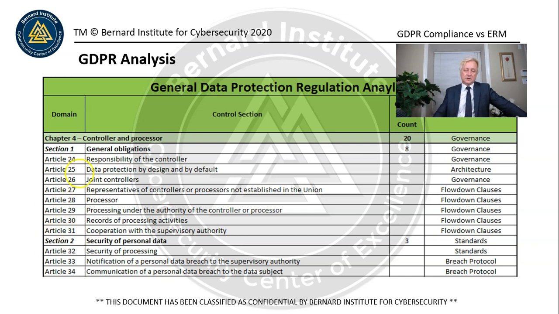Section 2, security of personal data. So we need to have standards around this. So we need to have, what type of encryption needs to be used, where is it stored, how is it transmitted, that type of stuff.